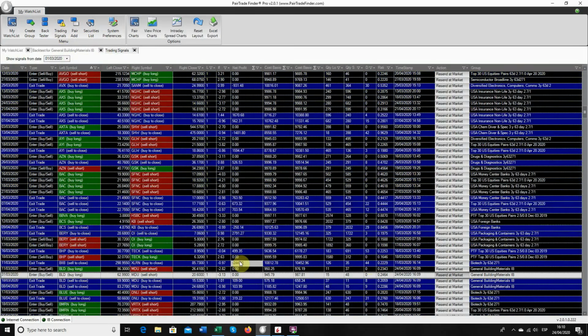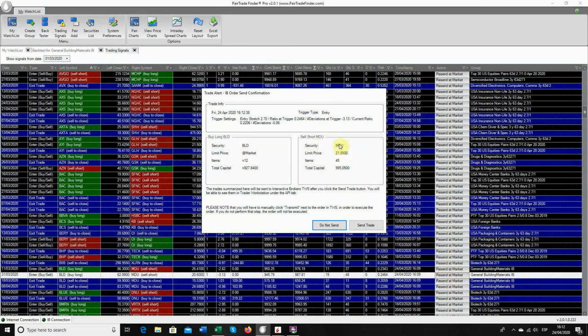5 minutes ago. We got the email and we're coming into our PTF Pro and we want to trade this. Hit resend at market. Say we were going to trade this. It's telling us it's going to go short 45 shares of MDU at $21.89 a share based on current market price. That's $985 for that leg, and then it's going to go long BLD at market, about 12 shares at whatever the market price is, and currently that would be about $927. Okay, so that's the trade.